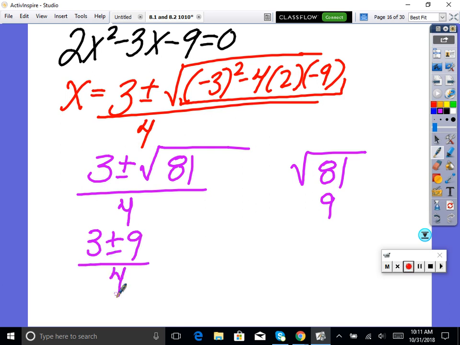So now go 3 plus 9 is 12. 12 divided by 4 is 3. There's one of our answers. 3 minus 9 is -6, so we have -6 over 4, which is -3/2.